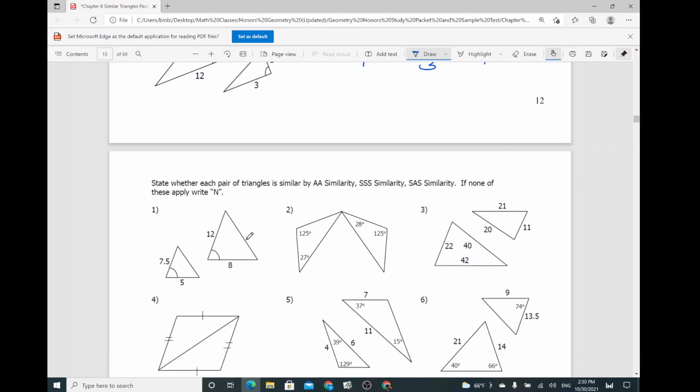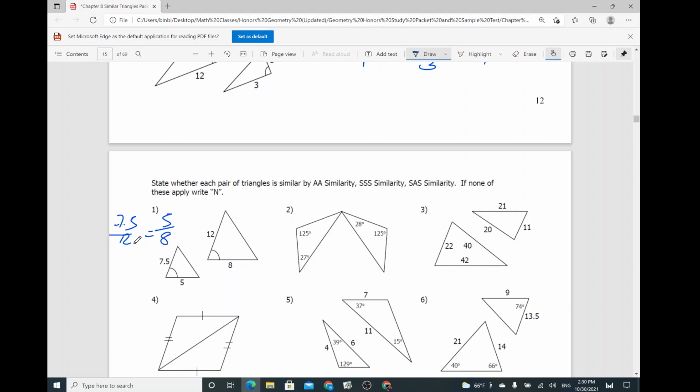So here's the practice problem. State whether each pair of the triangles is similar by angle similarity, side similarity, or side-angle-side. If none of these apply, write N. So check this out. 7.5 over 12, comparison, proportionality. And then the other one is 5 over 8.